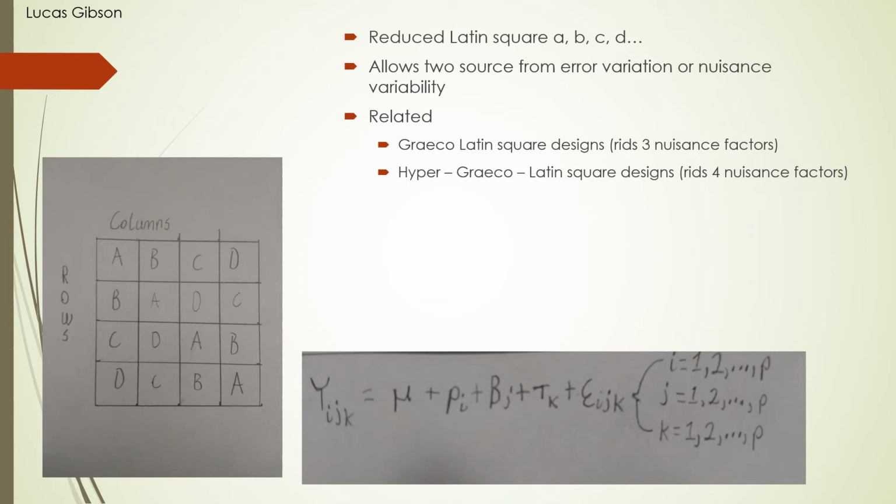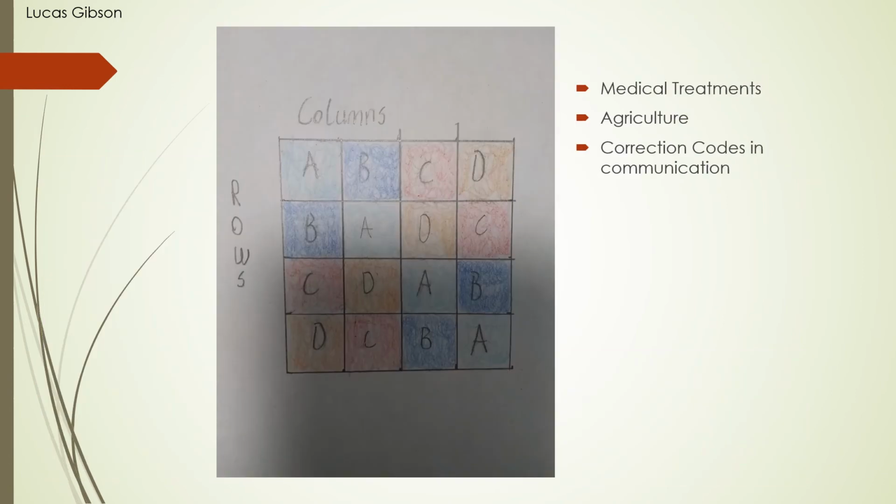Now, related to the Latin square is the Greco-Latin square design and the Hyper-Greco-Latin square. In the bottom, you can find an equation of when you might use it in statistics.